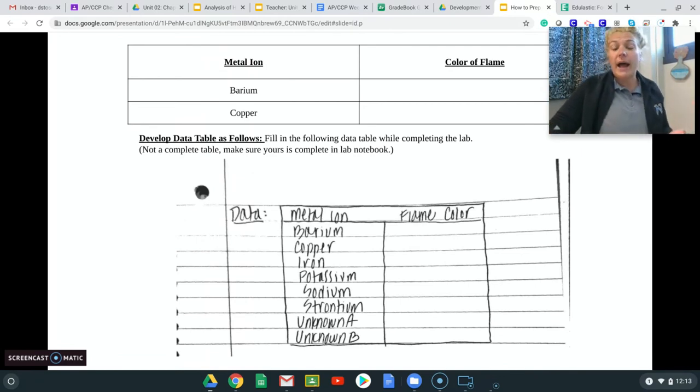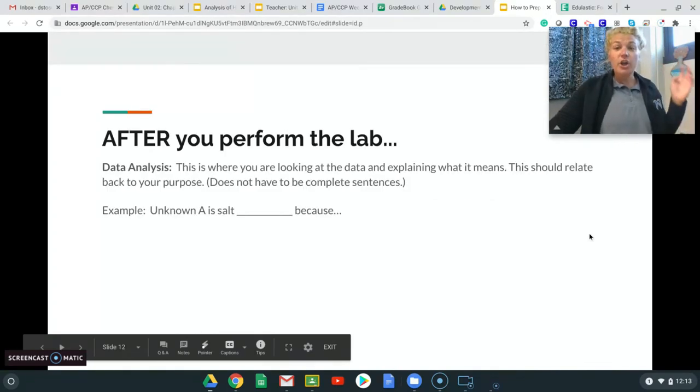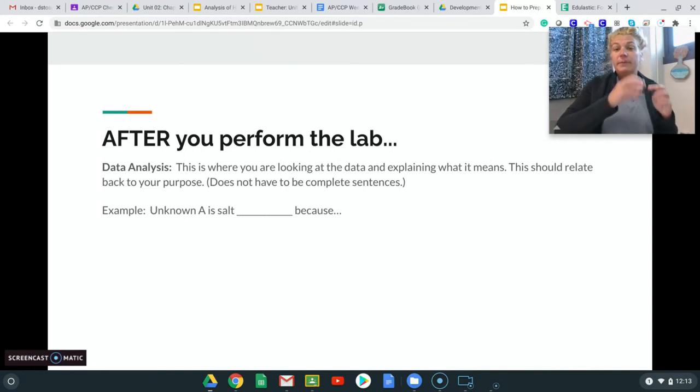So let's talk about what happens after we perform the lab. So after we perform the lab, you're gonna have data analysis. Okay, so this is where you're looking at the data and explaining what it means, and this should relate back to your purpose. The data analysis does not have to be in complete sentences. So for example, for this lab, your data analysis is gonna look something like this. Unknown A is salt or metal blank because, and using your data, you're going to explain how you know that, okay? And that's the data analysis.